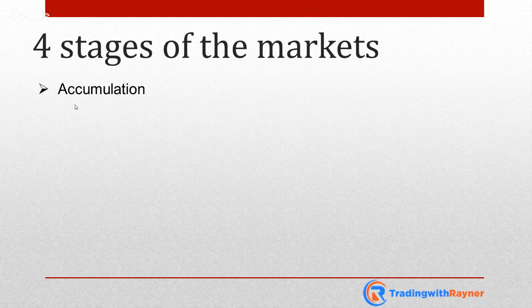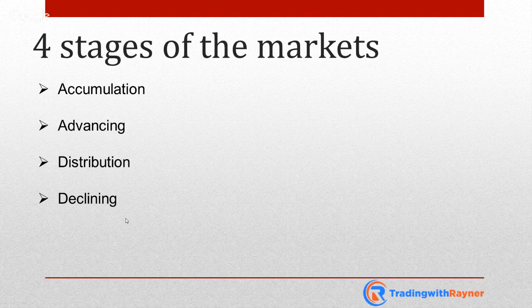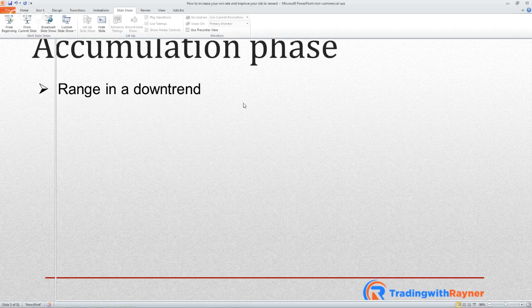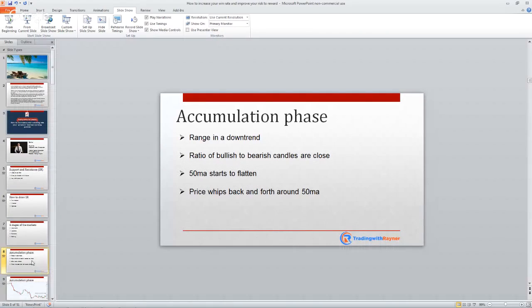So first stage is what I call the accumulation stage. Second is what I call the advancing stage. Third one is the distribution, and the fourth one is the declining stage. So I'm going into more detail on what this looks like. All right, the accumulation, well, this should say stage, but here it says phase. Maybe I can just edit this for a quick one. Okay, let's see. Accumulation stage.